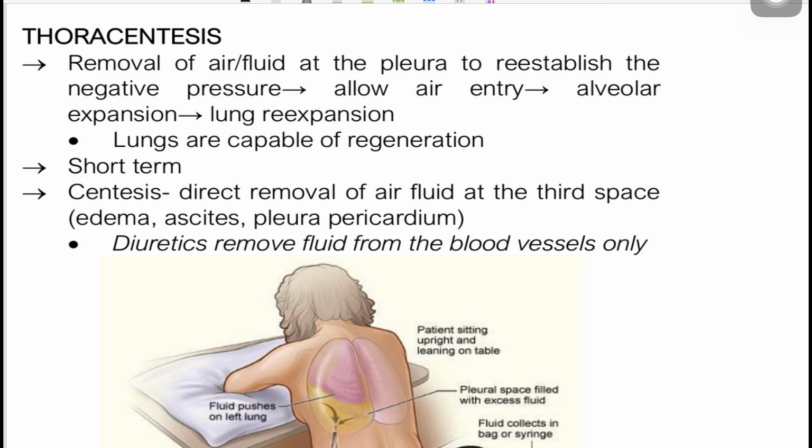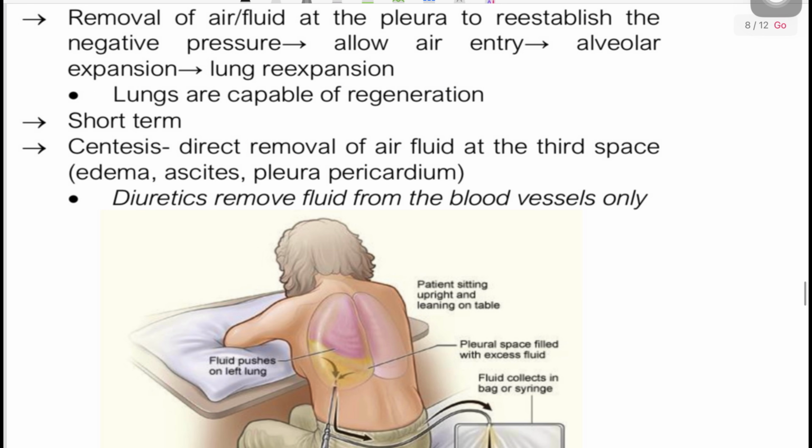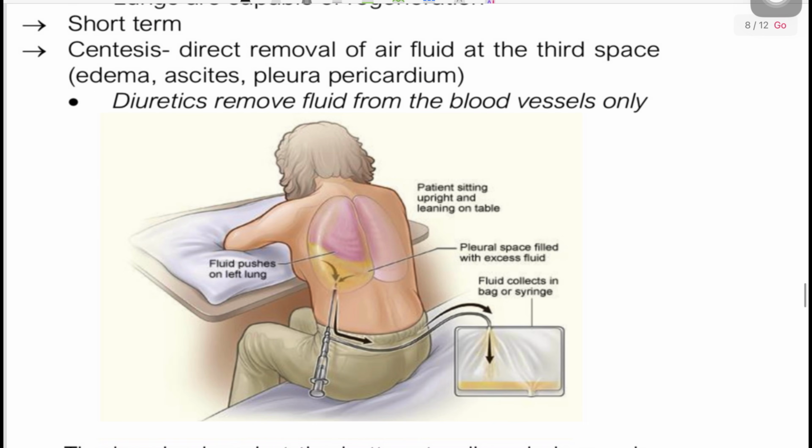And our lungs are capable of regeneration. Thoracentesis is the direct removal of air or fluid at the third space. For example, you have edema, ascites, or pleural or pericardial effusion. Si diuretics naman, guys, gamot siya. It can remove fluid from the blood vessels only. Si diuretics, si thoracentesis directly tinatanggal yung nag-accumulate na fluid.